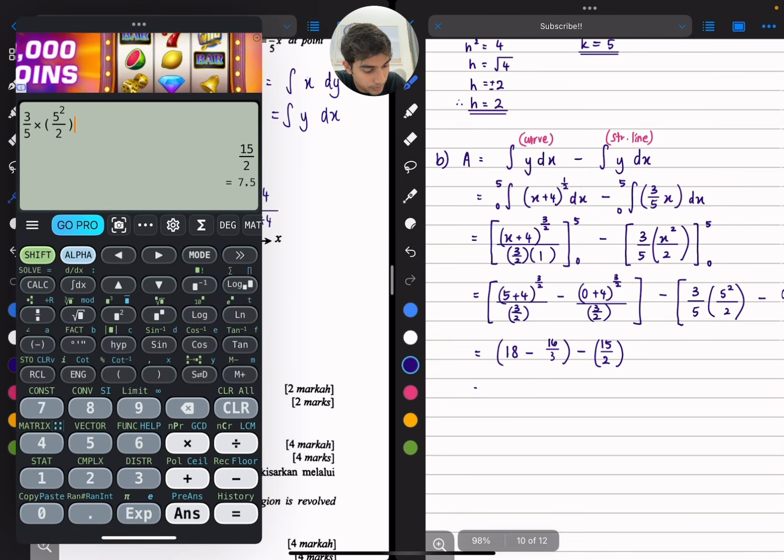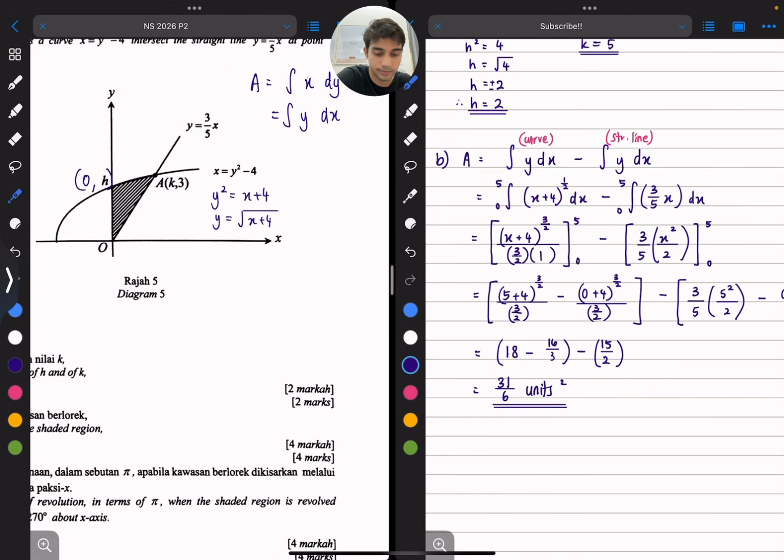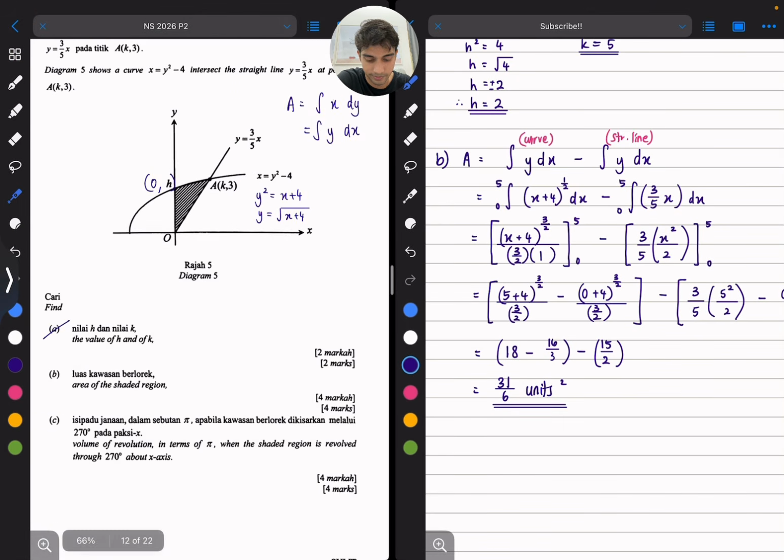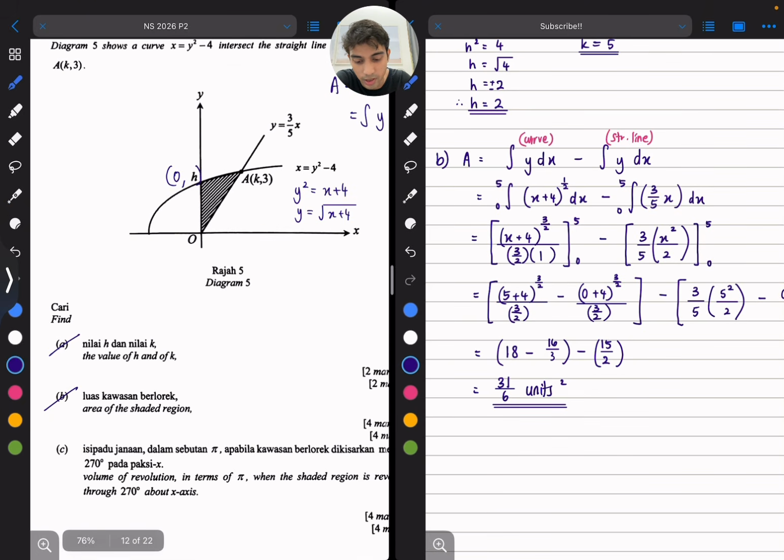Alright. So 18 minus 16 over 3 minus 15 over 2. We get 31 over 6 units square. This will be the shaded region's area. Done. Okay, so if you do the other way, the other one also you're supposed to get the same area. Okay, if you do that whole triangle minus this shaded region.